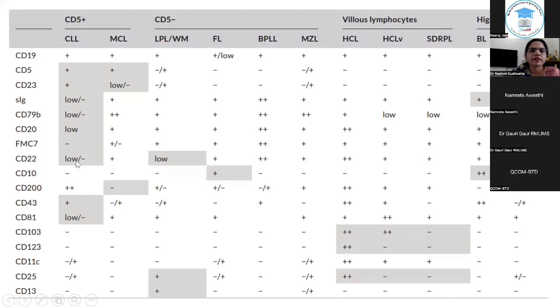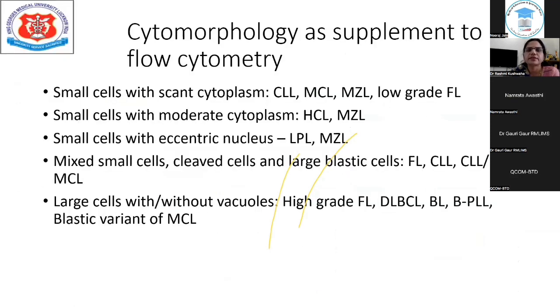B cell markers like CD22, FMC7, 79B, and CD20 are brightly expressed in mantle cell lymphoma. When we talk about CD200, it is characteristically brightly expressed in chronic lymphocytic leukemia and hairy cell leukemia. Other places, it can be dim or absent in most of the places. And then we have certain markers for the cells which have cytoplasmic projections, called the hairy cell markers, like CD103, CD123, CD11c, and CD25. I'll be telling about the expression of these markers in various lymphomas when we discuss the particular cases.